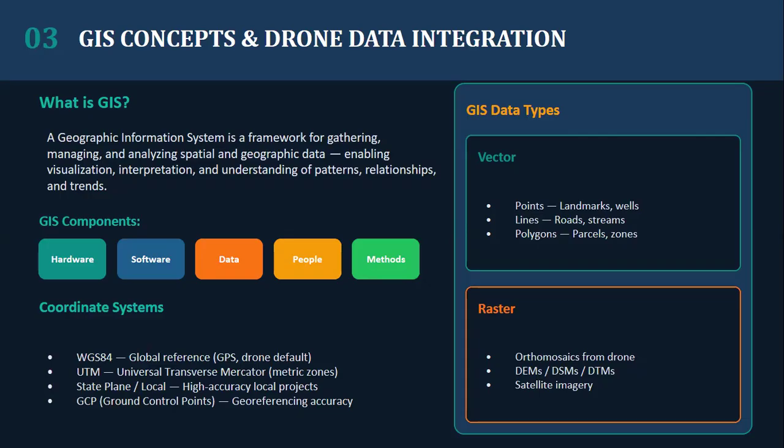Drone-generated data must be referenced to a coordinate system, such as the Universal Global Reference Coordinate System, say WGS84. The ground control points, commonly known as GCPs, improve the geospatial accuracy and ensure reliable results. GIS datasets are classified into two types, vector and raster. Drone orthomosaics, digital elevation models, and terrain models are examples of raster data, while points, lines, and polygons represent the vector data.